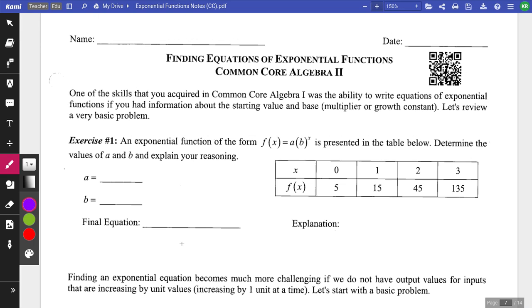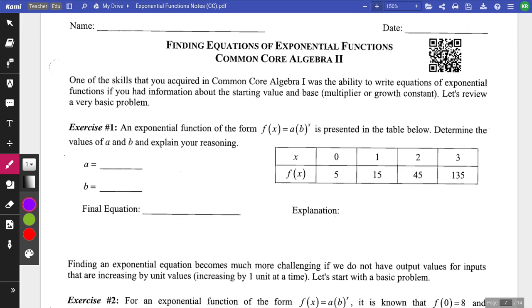And then in the word problems that we did, again, you had enough information, whether it was interest that you were gaining on money or a population growing or decaying. You had information about the growth factor. So what we're going to focus on more today is, well, what if I don't have that information? How do I write an equation for an exponential function then?